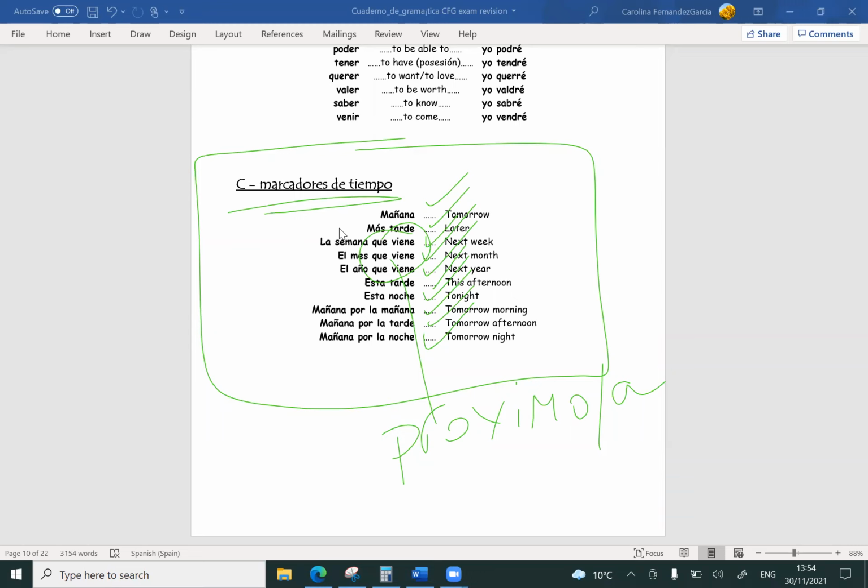These time phrases could go at the very beginning of a sentence or at the very end. So I could say, más tarde haré los deberes. Later on, I'll do my homework, haré. Or I could say, haré los deberes más tarde. I'll do my homework later. So the time phrase, you can put it wherever. I recommend putting it at the very beginning so it doesn't interfere with the rest of the sentence. Okay, so that's the future tense.